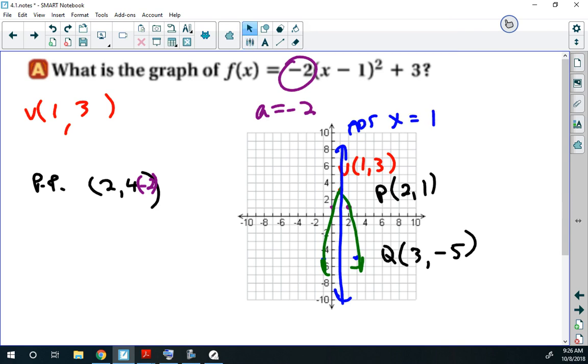How do we feel about graphing these things? All right? Think you got a pretty good shot with tonight's homework?